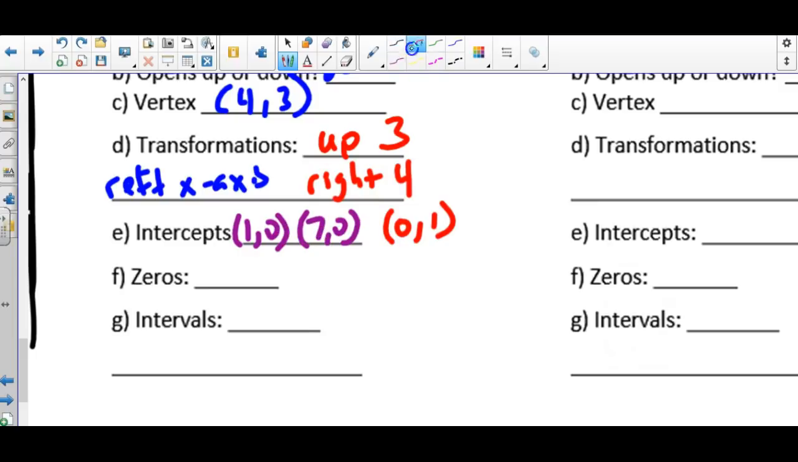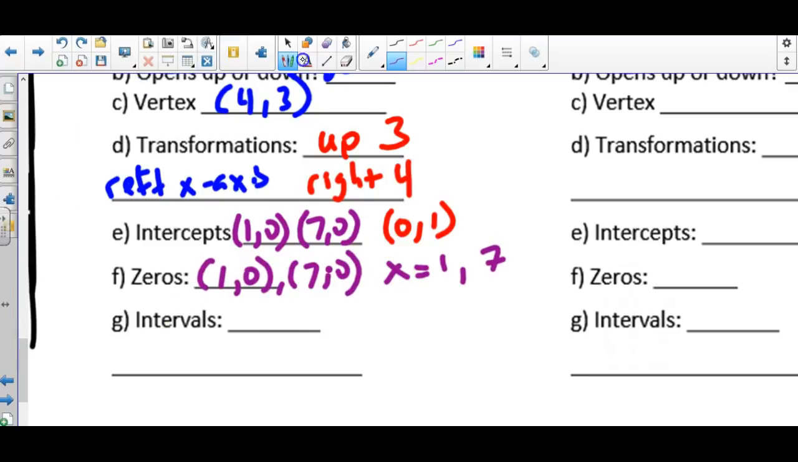Which brings me to the zeros. Guys, your x-intercepts are the exact same thing as your zeros. Some of you may write them as points still. Some of your teachers may have you write it as x equals 1 and 7. These are the same thing. Doesn't matter, however your teacher tells you to write it.